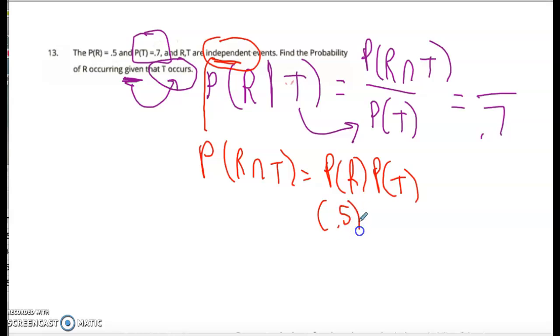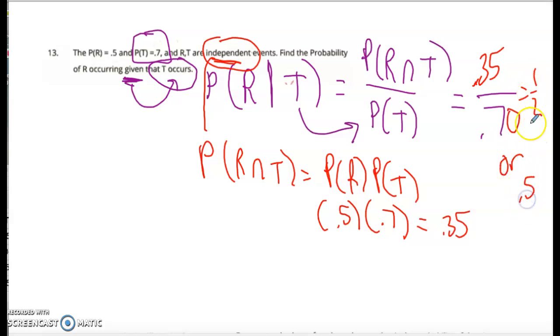So probability of R is 0.5, probability of T is 0.7. If I multiply those, that's 0.35, so that would be up here, and 0.35 over 0.70 is basically a half. 35 over 70 is a half, or 0.5. I can't remember how the answer showed up on the answer key. So again, that one is using this conditional formula and applying the idea of independence, allowing you to calculate this top piece. And now I have one more problem.